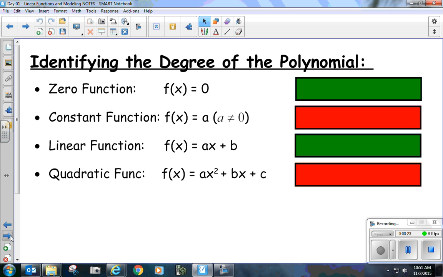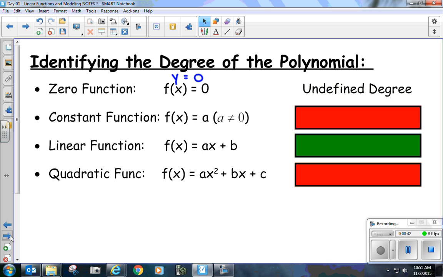First off, there's the zero function. And remember, f of x is the same thing as saying y equals 0, right? So if you have y equals 0, that's a horizontal line. It is a function. It does have points on it. But as far as trying to identify the degree of the zero function, that's undefined degree. There is no degree to a zero function. It's undefined. All right?